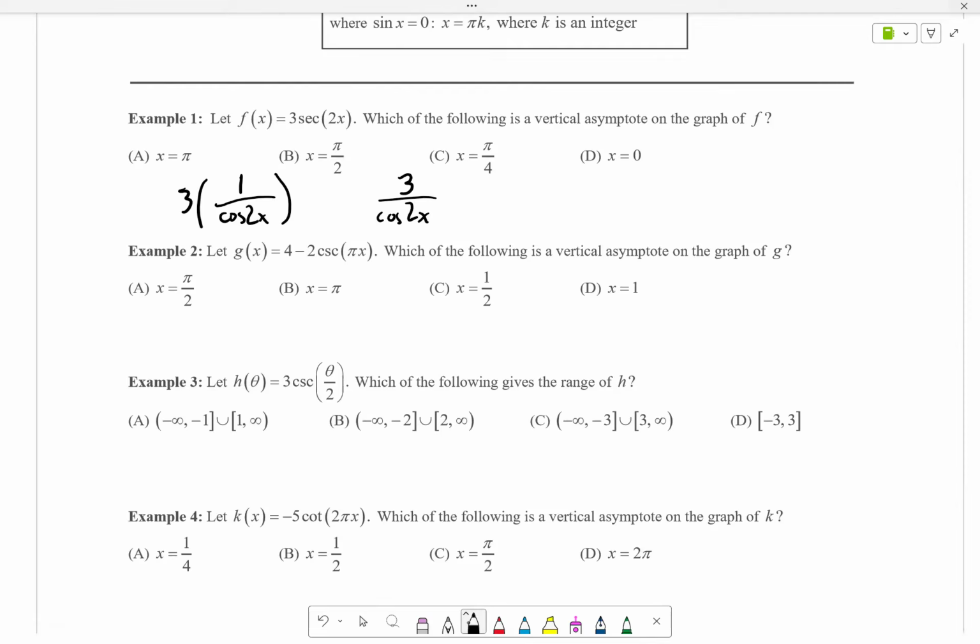It's asking about vertical asymptote, and we know that there is a vertical asymptote when cosine of 2x equals 0, right? So I don't want you to just guess and check. I don't want you to guess which one. I want you to generate a value that will give you an asymptote. I'll give you a moment to do that.